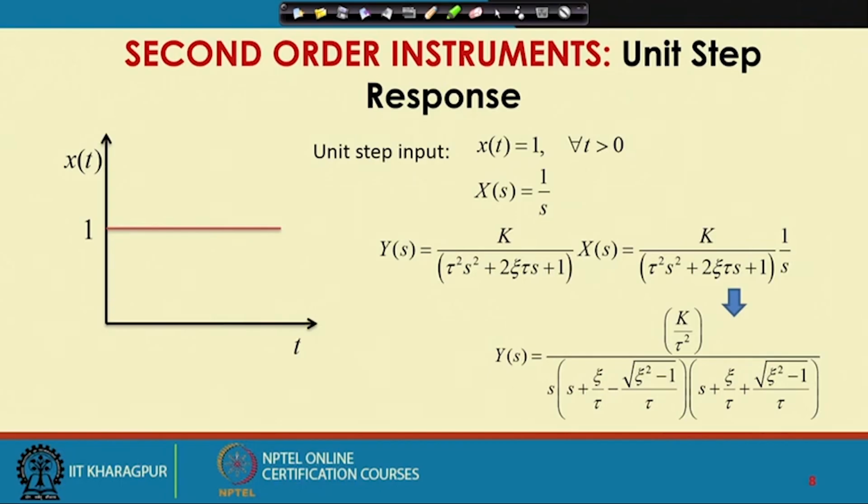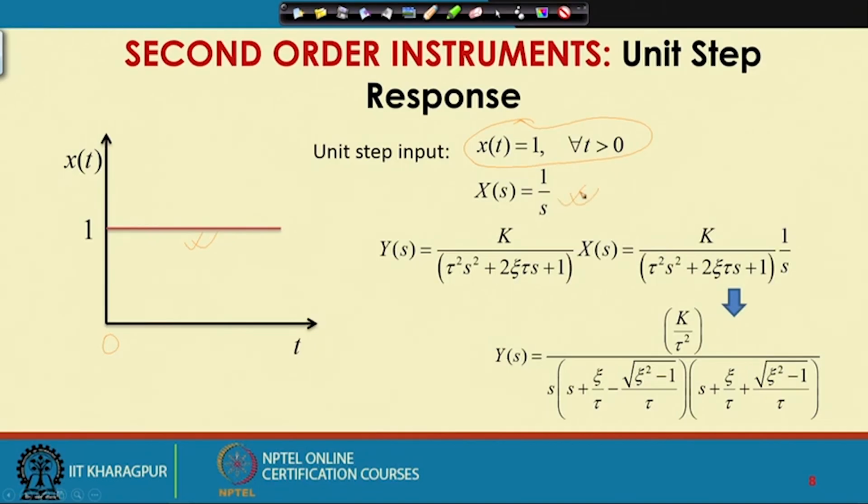So, unit step input is represented by this: x t equal to 1 for all time t greater than 0. So, at t equal to 0, the input value is taken to magnitude 1 and maintained there for all time to come. We have seen previously that the Laplace transformation of x t equal to 1 is 1 by s.